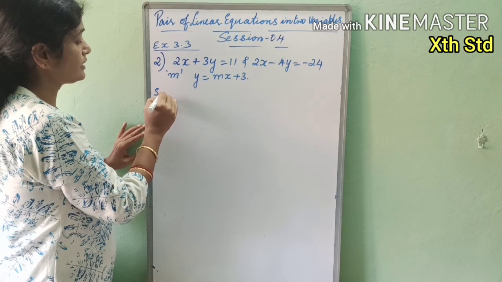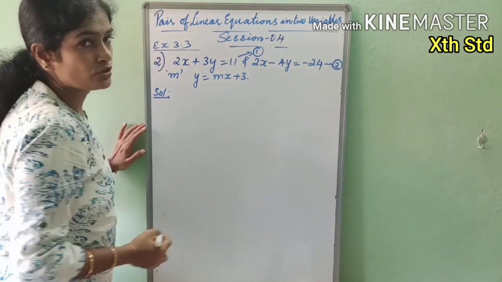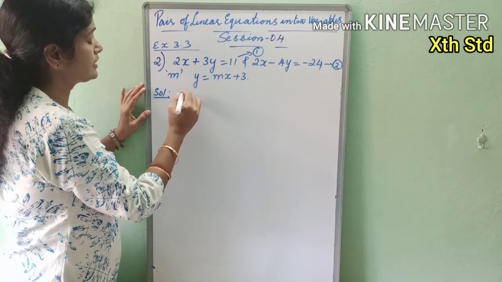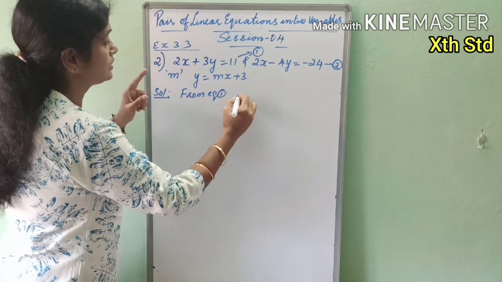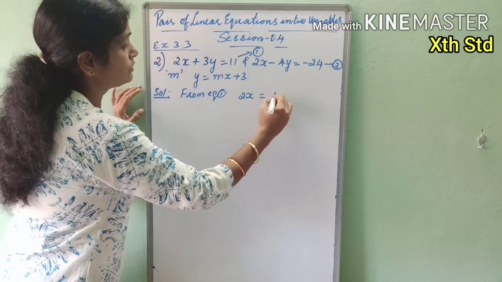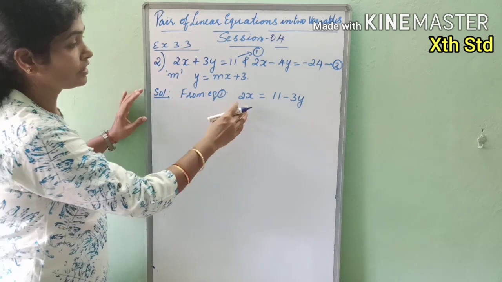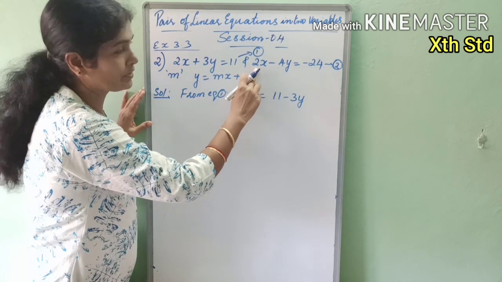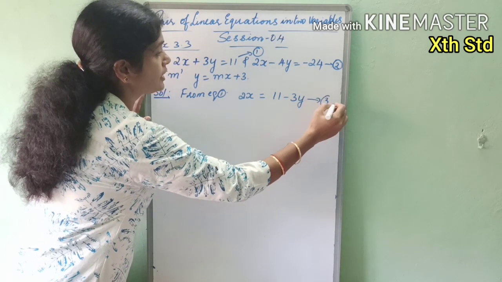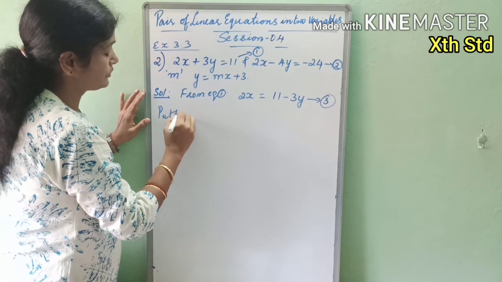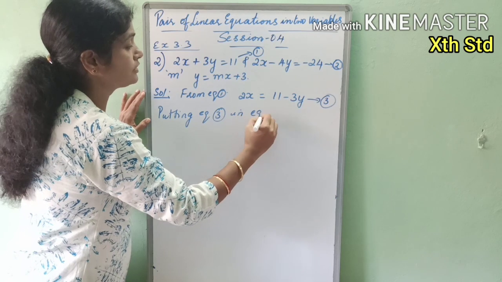Solution. So this we will consider as equation 1, and this is your equation 2. So from equation 1, what will be 2x? 2x is equal to 11 minus 3y. I'll write 2x itself, so I am not going to find out what x is. Why? Because if you look at the second equation, 2x is there, so directly I can substitute it. Fine. So this I will take as 3. So putting equation 3 in equation 2.